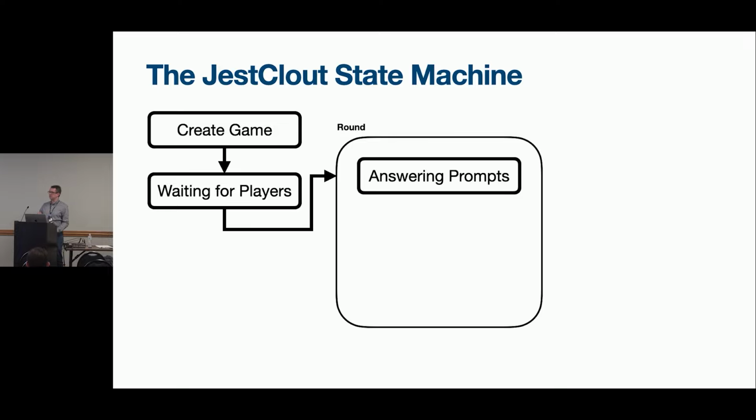In the answering prompts state, each user will get 2 random prompts. We'll know to advance to the next state when all users have answered their prompts. After every request from a player, we can check if everyone has answered their prompts and advance to the next state. But we also want a timeout so that our players don't have to bug their slow friends.